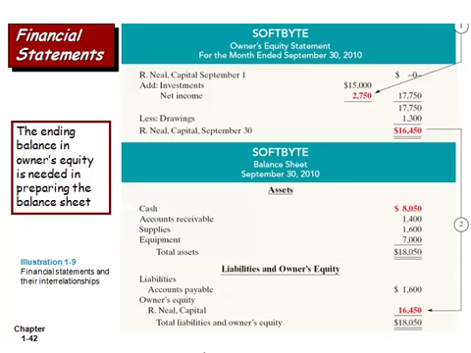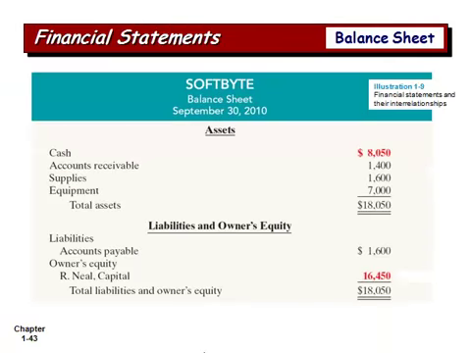Then the bottom part here is the balance sheet of September 30th, and the balance sheet is at one point in time. Think of it as a snapshot of where the business is as of this precise second. So in cash, we have $8,050, accounts receivable, supplies, equipment, for a total of $18,050, and then our liabilities and owner's equity: accounts payable $1,600, and the owner's equity that we got off the previous statement, $16,450. So a bigger blown up picture of our balance sheet.